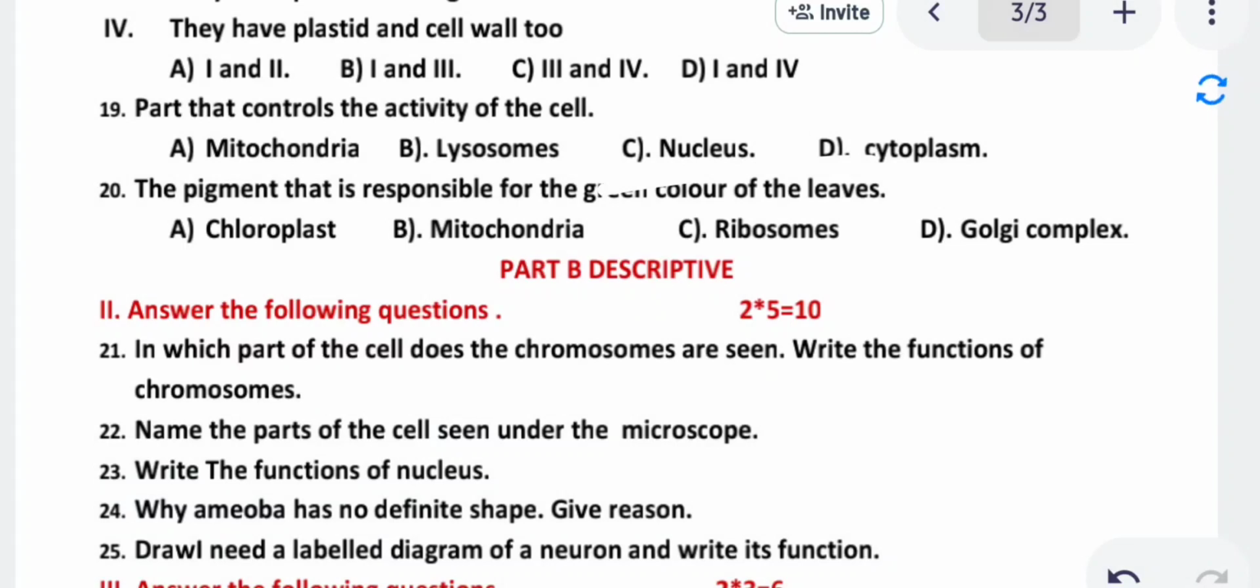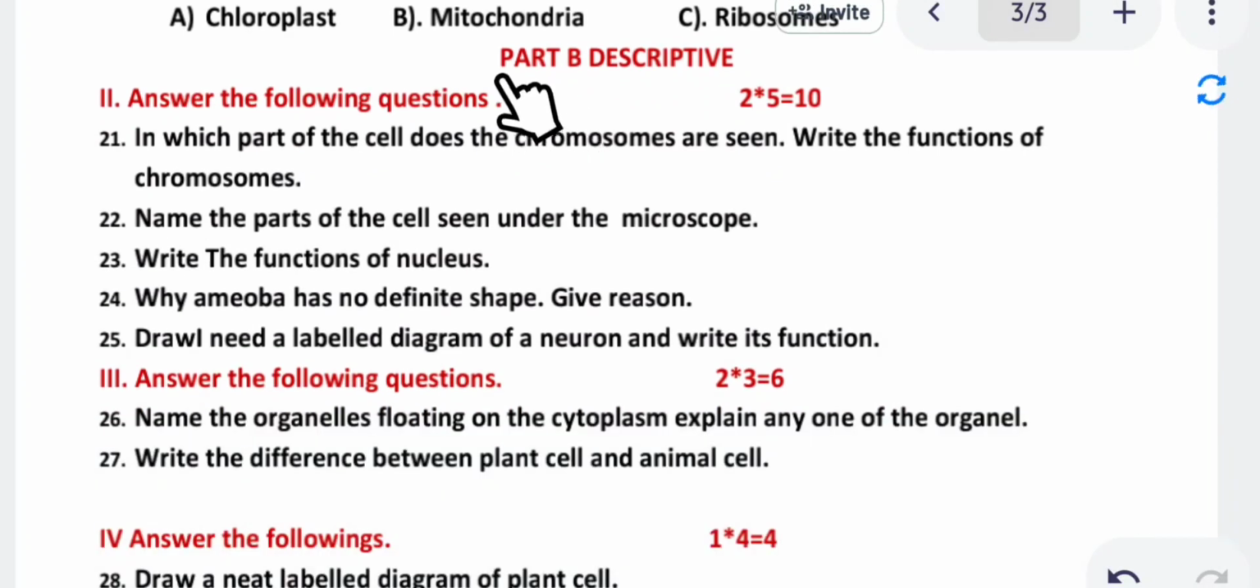And 19th question. The part that controls the activity of the cell. Mitochondria, lysosomes, nucleus and cytoplasm. So here the activity is controlled by the nucleus of the cell. Question 20. The pigment that is responsible for the green color of the leaves. Options: chloroplast, mitochondria, ribosomes, Golgi complex. Answer is chloroplast.